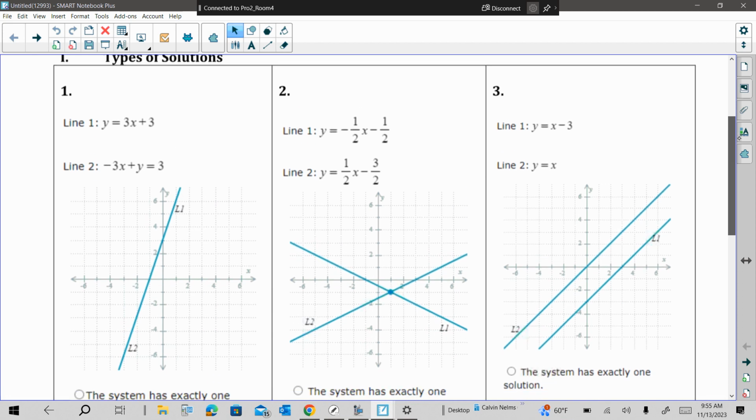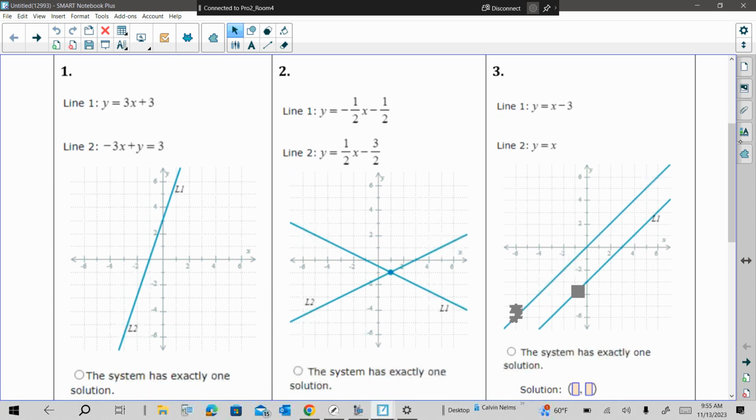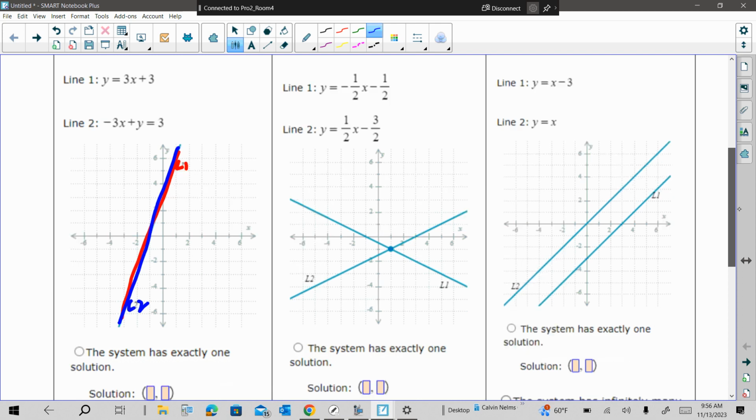They've given you the line, so there will be some questions where I've already given you the graph, and then just like on the game, you have to determine the solution. I don't know if you recognize line 1 here, and line 2, which is down here, are basically showing the same line.